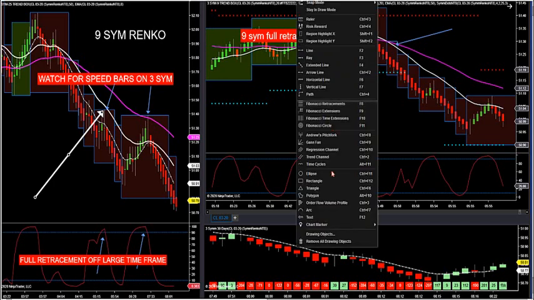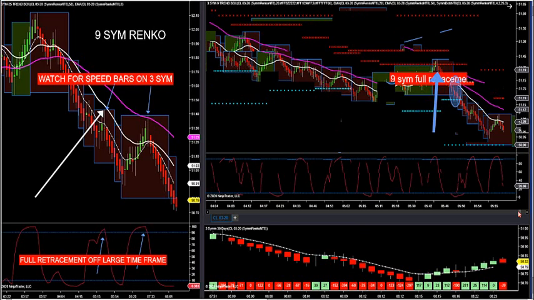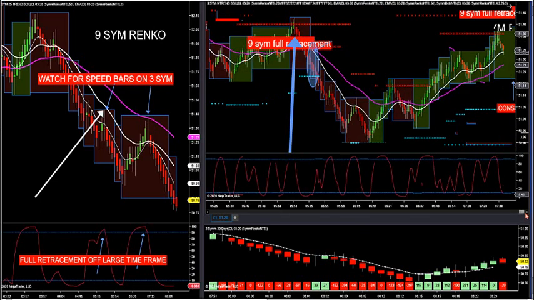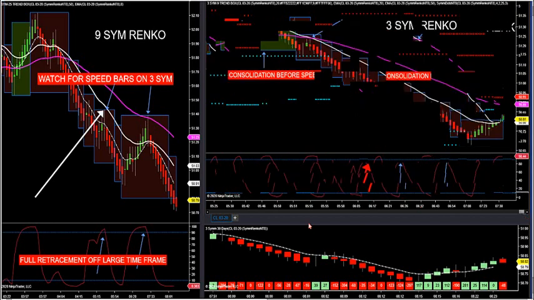Right here, your speed box. It looks like this on 9 Simrinko on any given market. Any market you look at, any Forex, currency, any futures, it looks just like this. Here's a 2-candle close inside of a closed speed box. What does that tell me? We're coming off of the 9 Simrinko. And there's your big trade. Look at the next one. It looks like this every single time off of a consolidation box.